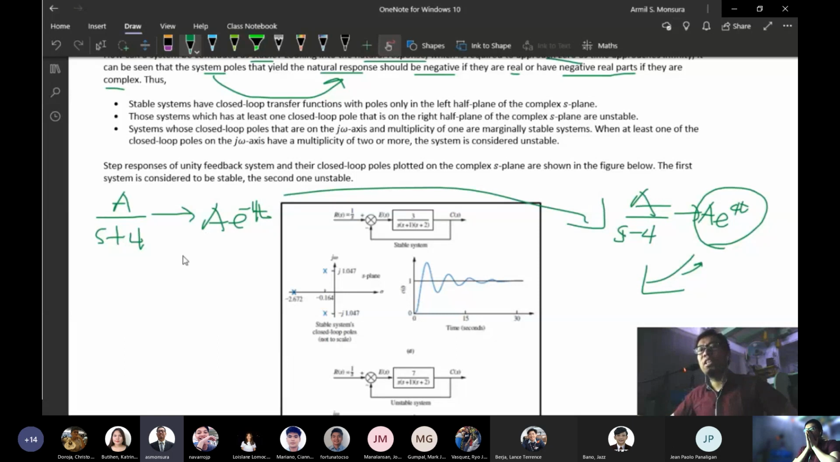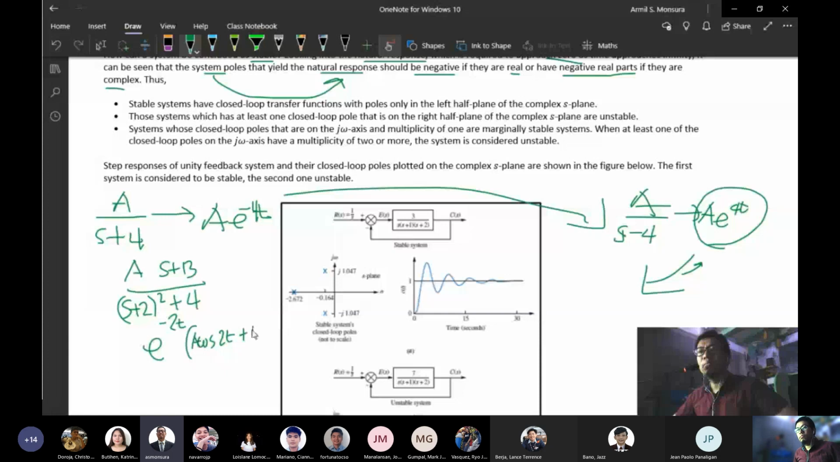Ganun din kapag meron kayong complex exponential, complex poles. So halimbawa, meron kayong As plus B over (s plus 2) squared plus 4. Kapag in-inverse nyo yan, it would have something like e raised to negative 2t times A cosine 2t plus B sine 2t.